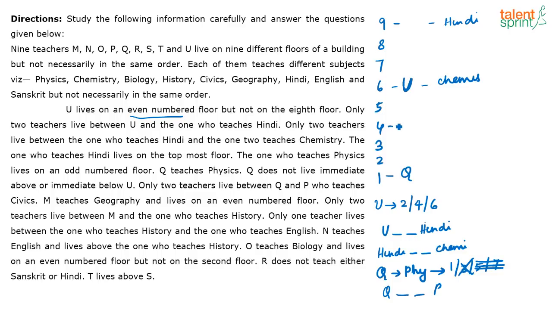Then only I can place P here. And it is already given that P teaches civics. So, that is also fixed. P is teaching civics, Q is teaching physics. Next one, M teaches geography and lives on an even numbered floor. So, M is teaching geography and lives on an even numbered floor, which means it can either be on floor 2 or 8. Again, I do not know if it is floor 2 or 8. Let us keep that information aside.